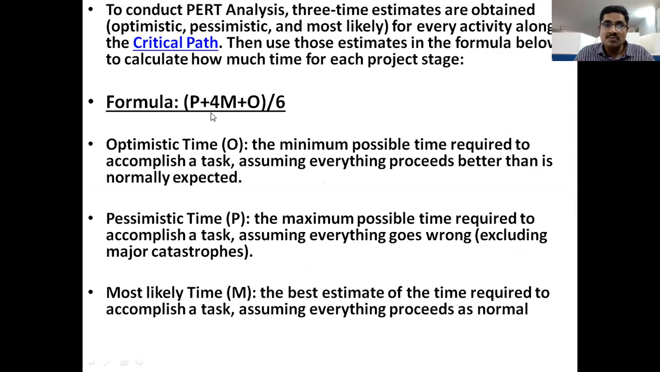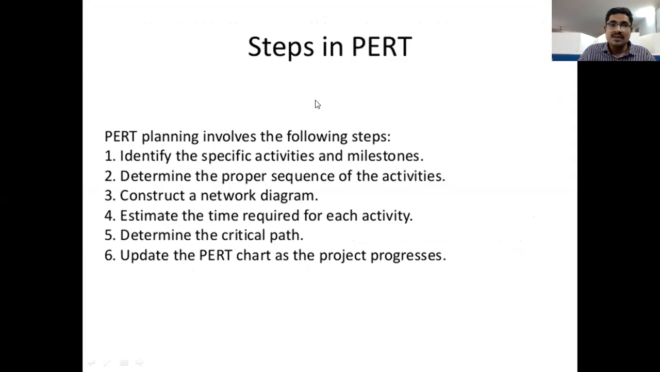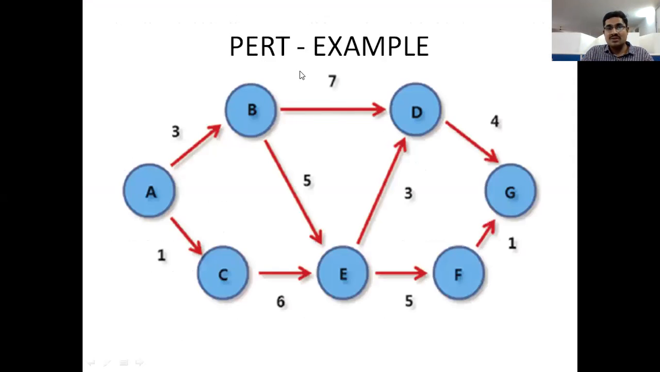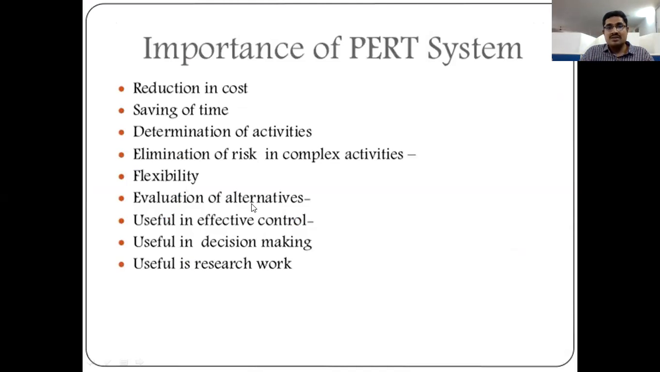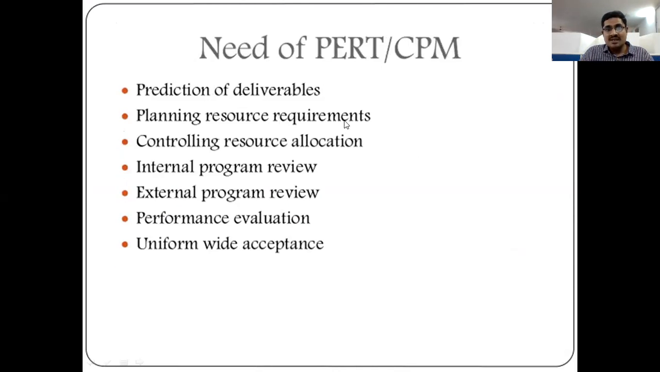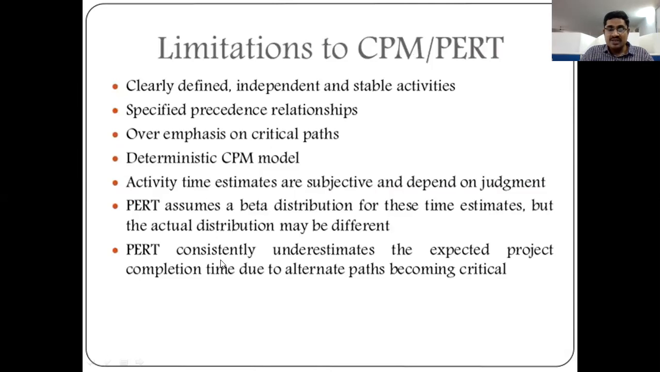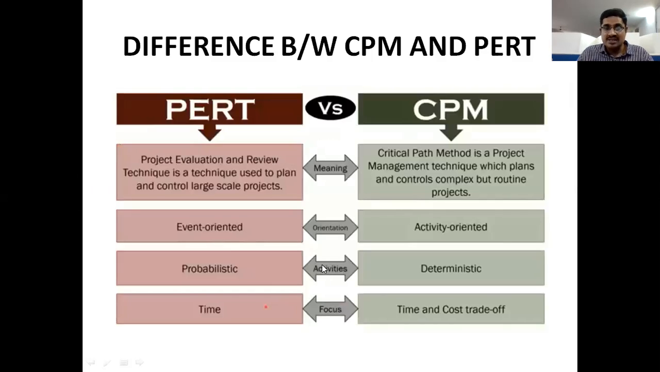This is the formula: pessimistic time plus 4 into normal time plus optimistic time, divided by 6. So this is the process to draw a PERT network diagram, right? So the importance of a PERT system, the need of PERT or CPM, what is the use, what is the need to draw the network diagrams, and the limitations and drawbacks of CPM and PERT. And this is the major thing: the difference between CPM and PERT.